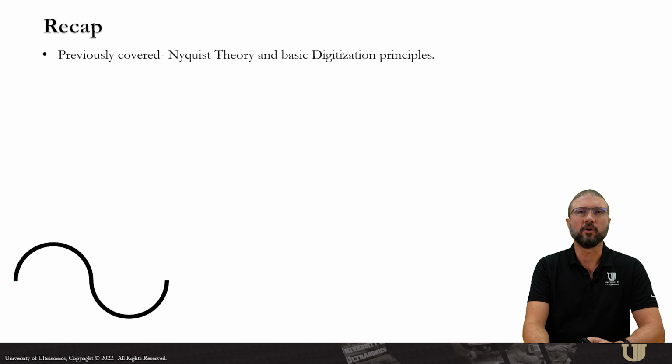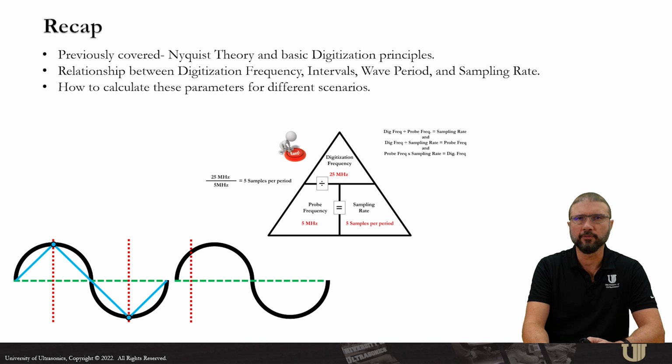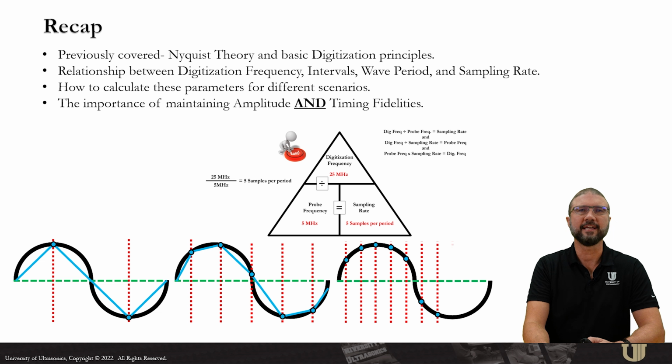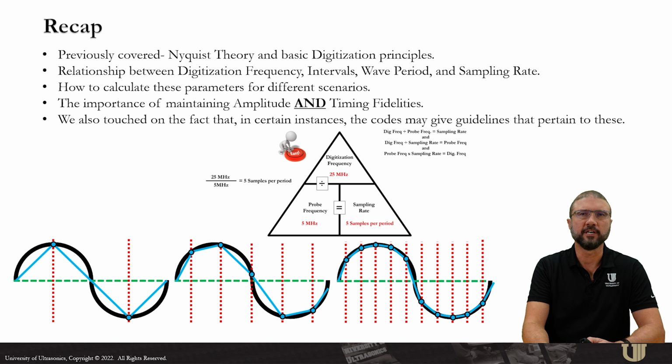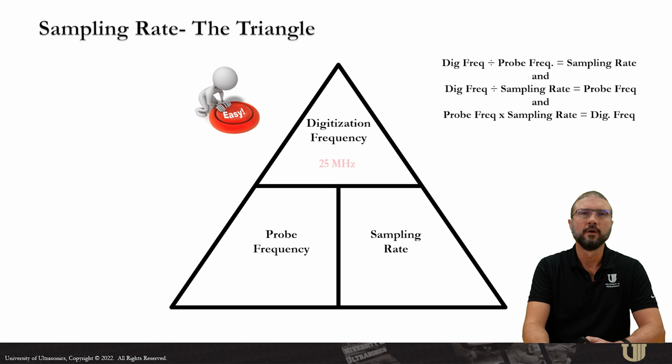In previous installments, we covered Nyquist theory and basic digitization principles. We discussed the relationship between digitization frequency and intervals and wave period and sampling rate and a lot of other stuff. We spoke about the importance of maintaining amplitude and timing fidelities. We also touched on the fact that in certain instances, the codes may give guidelines that pertain to these things.